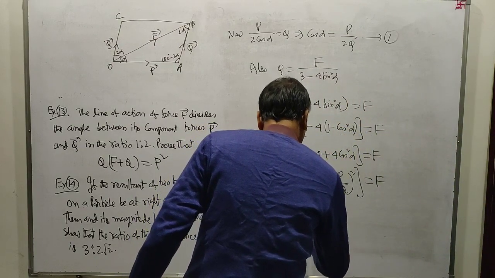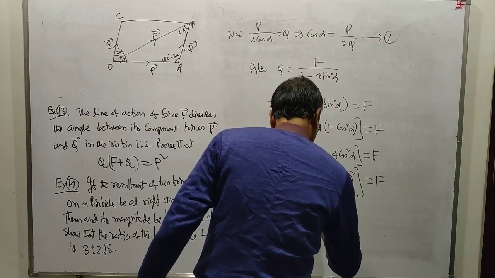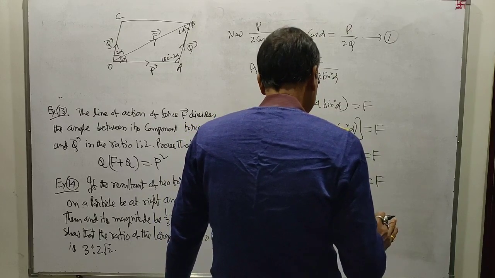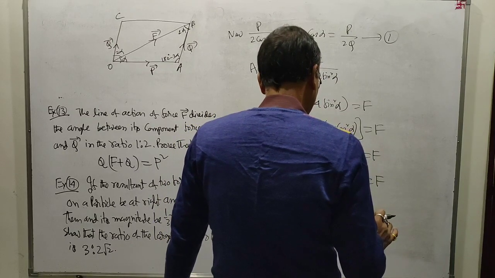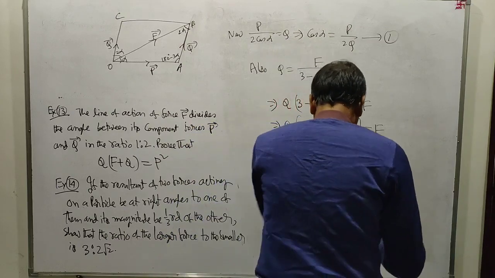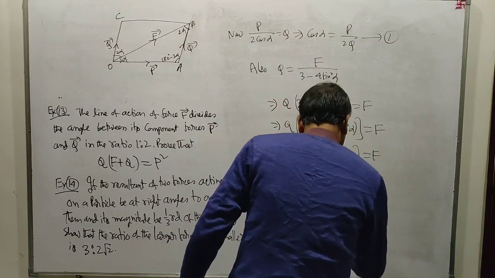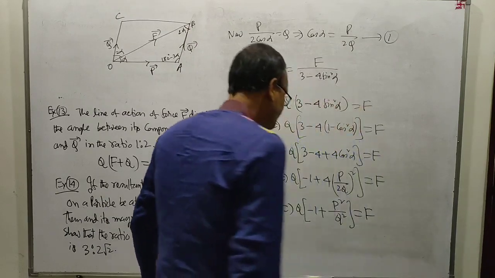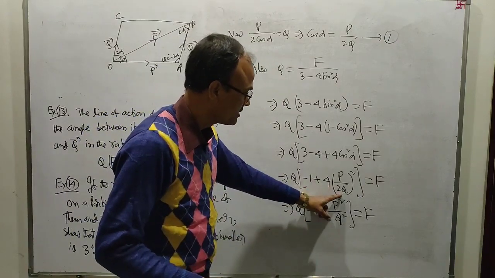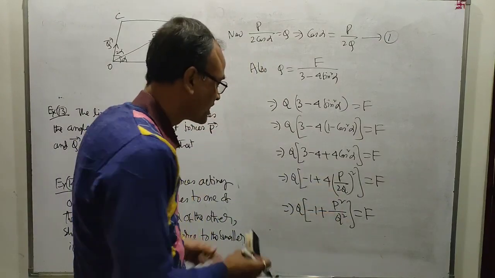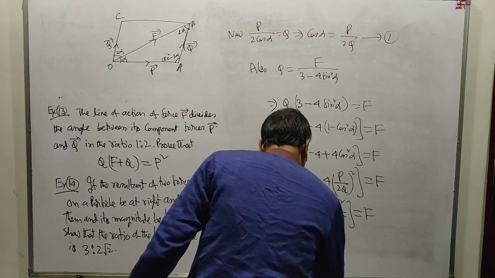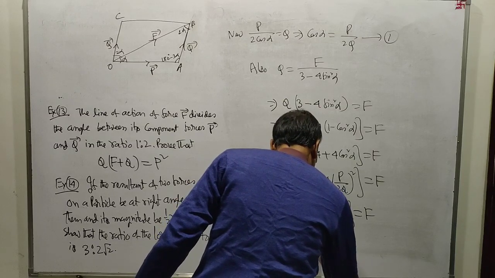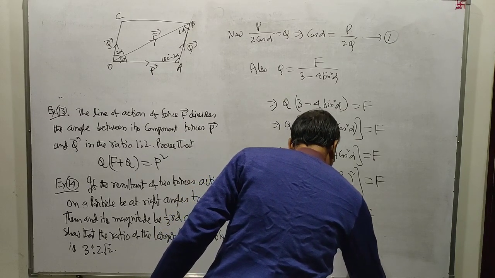This means Q into (minus 1 plus P square by Q square) equals F, because this 4 will be cancelled, leaving P square divided by Q square. This means F equals (P square minus Q square) divided by Q.